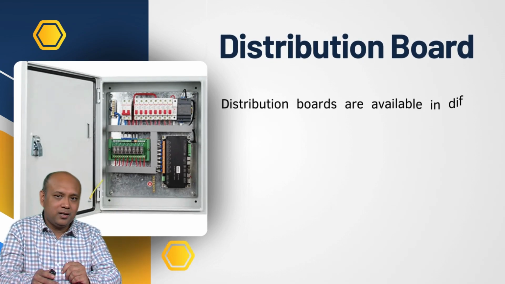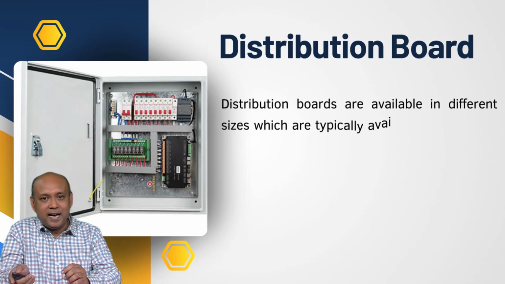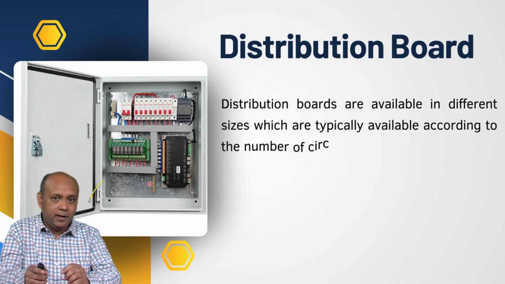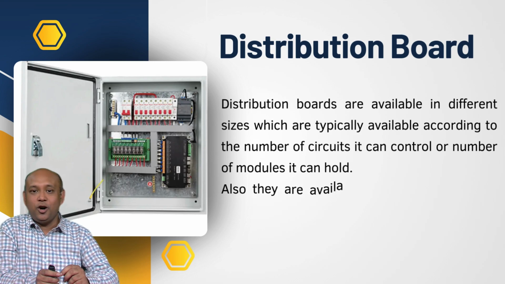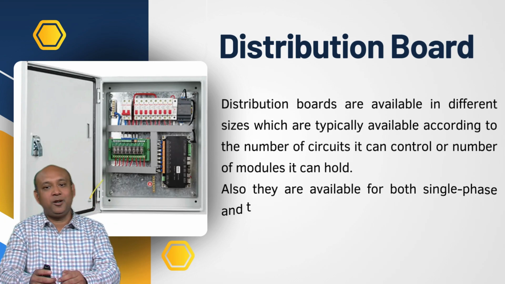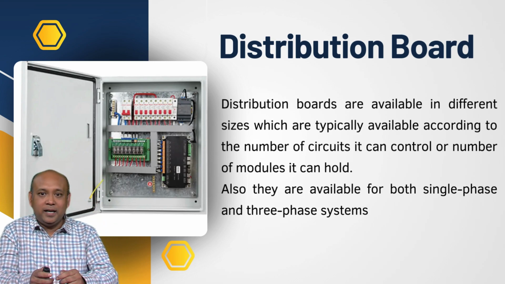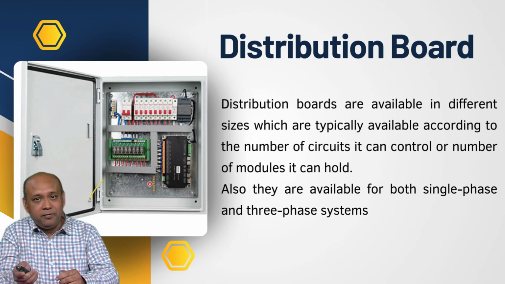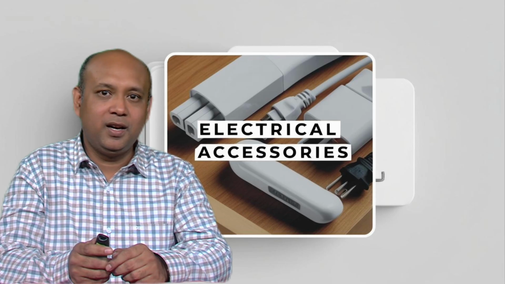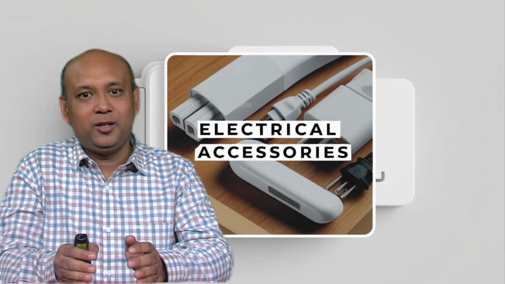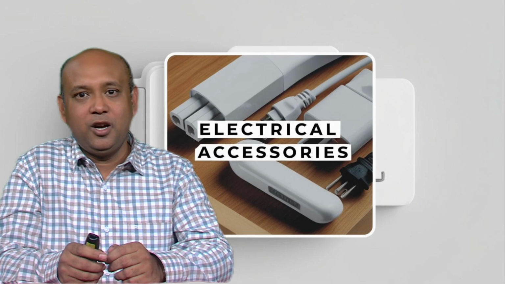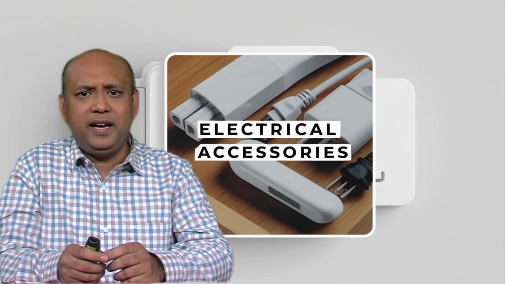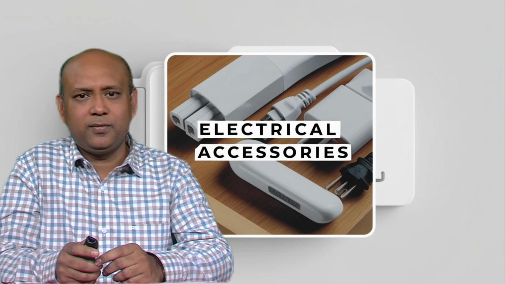Distribution boards are available in different sizes, which are typically available according to the number of circuits it can control or number of modules it can hold. Also, they are available for both single phase and 3-phase system. So we have come to the end of the discussion on electrical accessories. We shall discuss a few more as needed in this course.